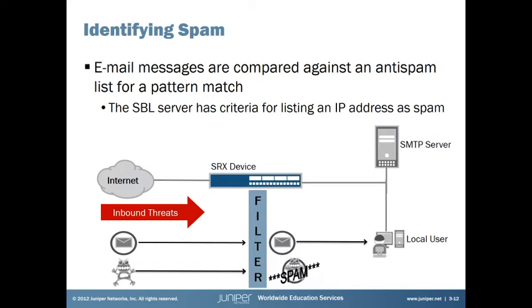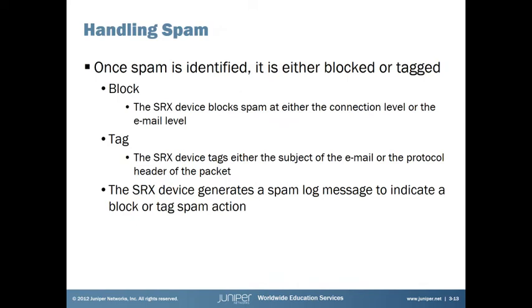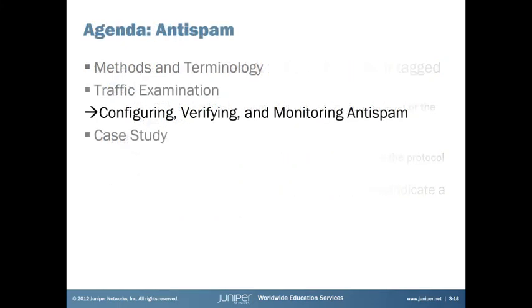Alright, so identifying spam: it's just compared against an anti-spam list for a pattern match. The SBL server has criteria for listing an IP address as spam. We've already covered all of that. Once spam is identified, it's either blocked or tagged. Blocked obviously doesn't get anywhere. Tagged just tags the subject as spam. You put a spam tag onto the subject.